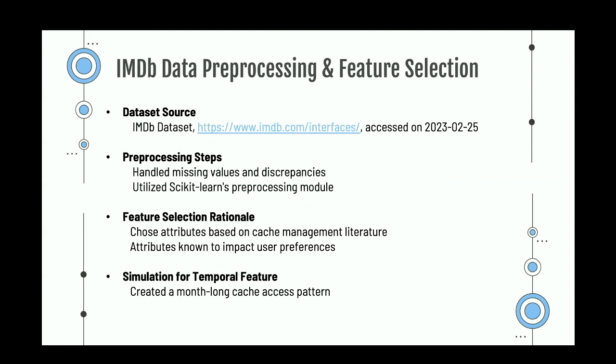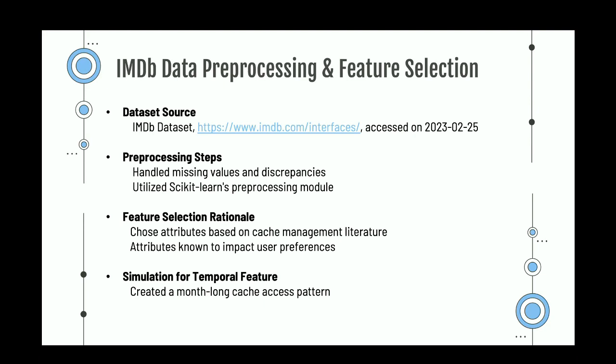So to continue our talk about the dataset and data preprocessing, we accessed the data from the IMDb dataset, which is given here in the link, and it was accessed almost 1 year from today. For the pre-processing steps, there were some missing values in the columns. We had to do some pre-processing using scikit-learn. For example, we just used the average of the values to insert in the missing columns, or we simply removed the rows in order to have a refined data set.